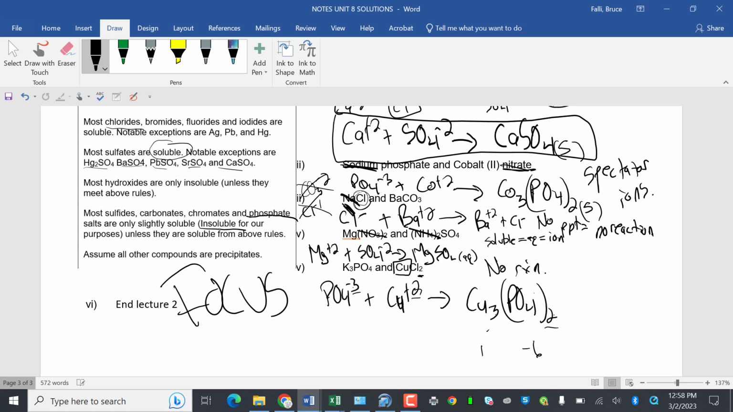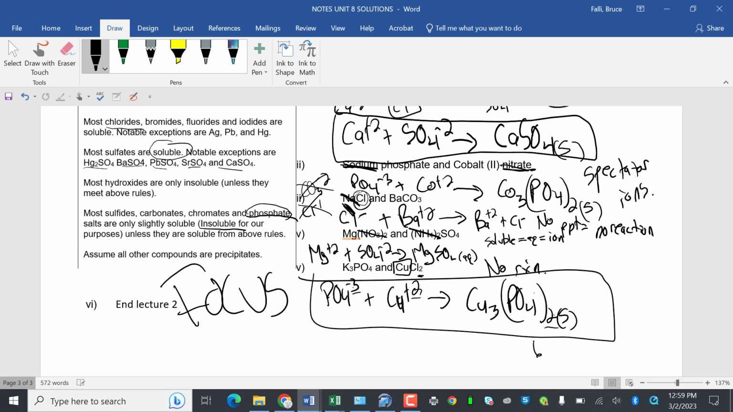But maybe this reaction doesn't happen. So again, I got rid of it if it was group 1, but it's not. So let's look for a phosphate rule. Here's our phosphate rule again. Phosphates are insoluble unless they're soluble from the above rules, which means group 1. So this is a solid. I've got myself a net ionic reaction.